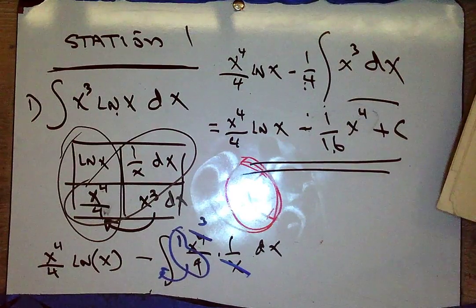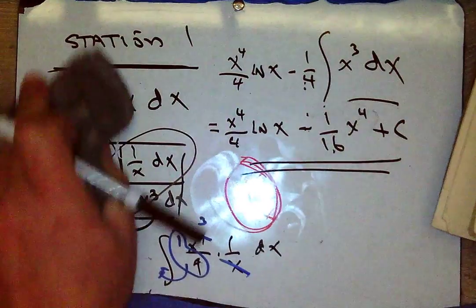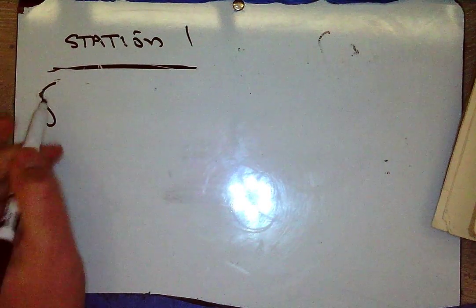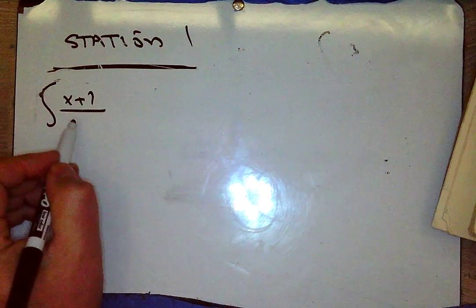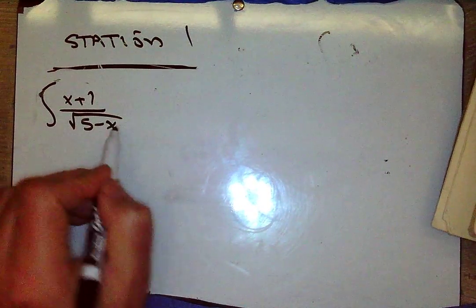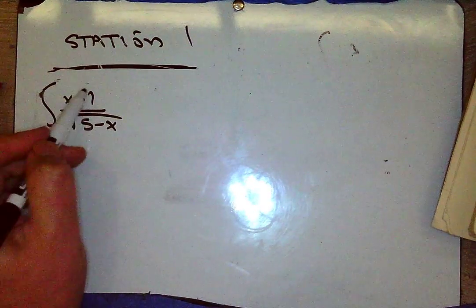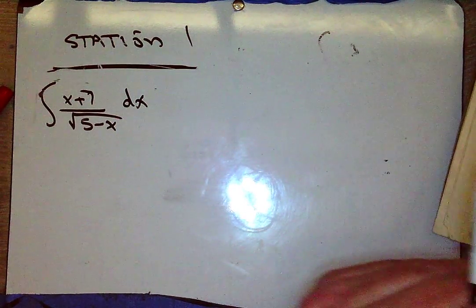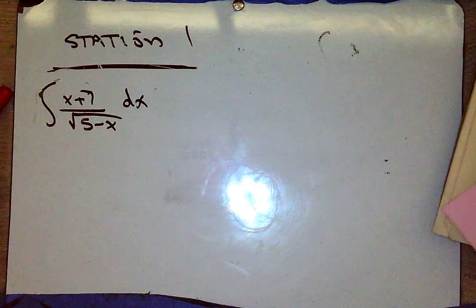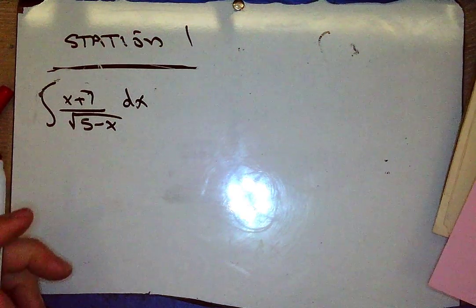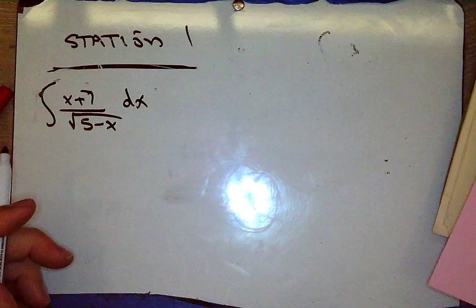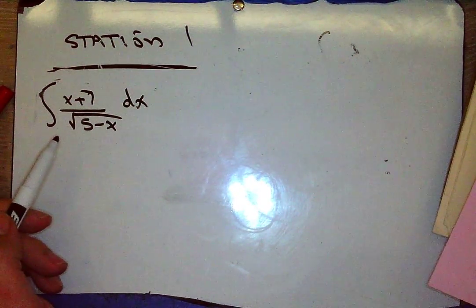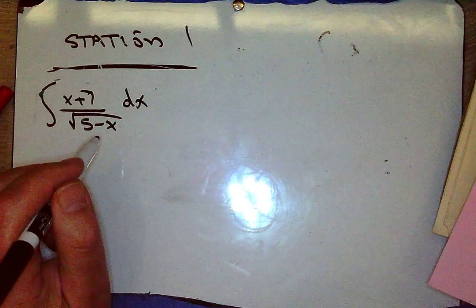to number 2. Okay, so number 2 says the integral of x plus 7 over the square root of 5 minus x, dx. I do want to say with this one, it really is easier to do as a u sub. I'll show you both. I'll show you the by parts way, and I'll show you the u sub way.